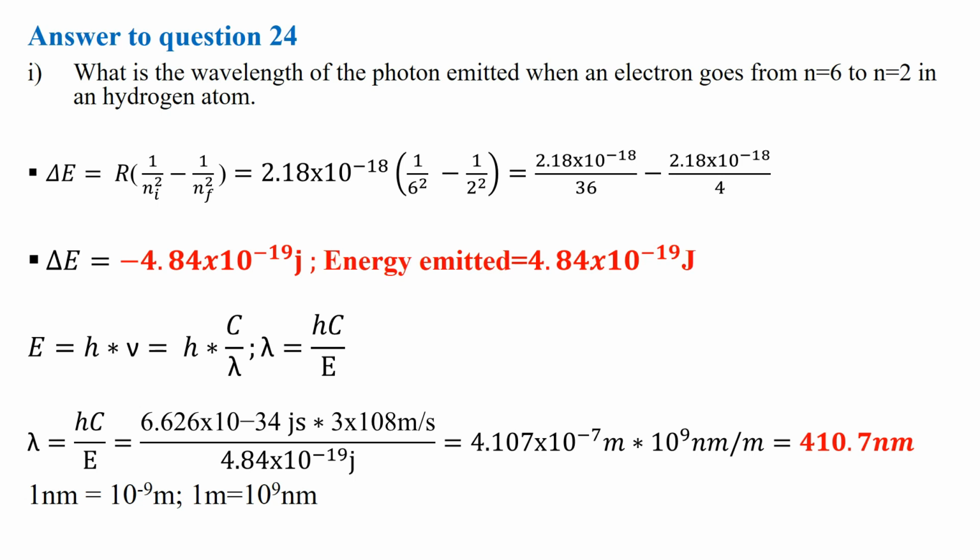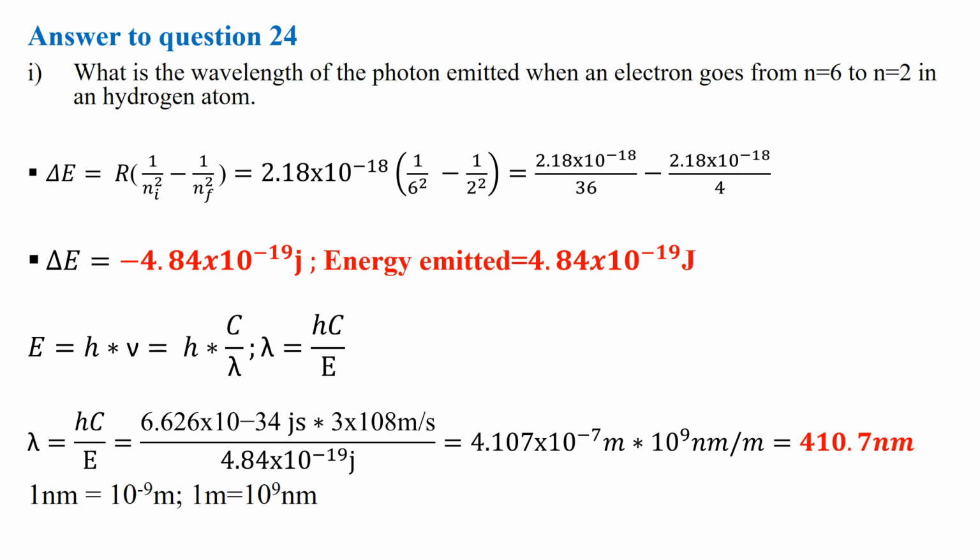The change in energy when an electron moves from n equal to 6 to n equal to 2: to calculate this change, we use the equation with the Rydberg constant, times the bracket 1 over n initial squared minus 1 over n final squared. So we need to replace the values and get the energy. The n initial is 6 because the electron is coming from n equal to 6, and n final is equal to 2. In that case, we get the change in energy, which is equal to minus 4.84 times 10 power negative 19 joule.